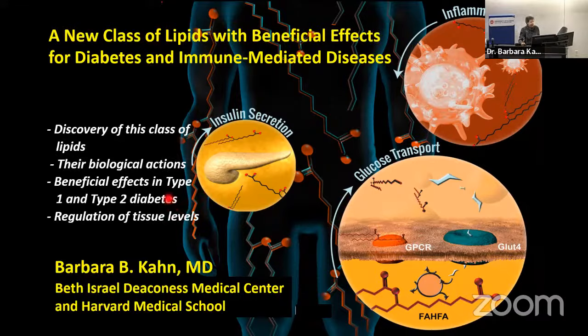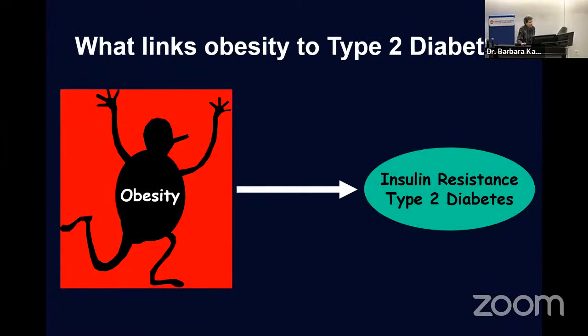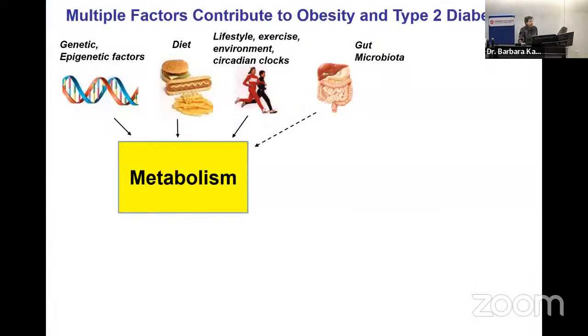Now, the key actions are they augment glucose-stimulated insulin secretion. They increase insulin-stimulated glucose transport into fat cells, and they are anti-inflammatory. So my lab has been interested for many years in what links obesity to type 2 diabetes. And as we know, there are many factors involved in obesity and type 2 diabetes. There are genetic and epigenetic factors. Diet plays a role, lifestyle, exercise, environment, circadian clocks, the gut microbiota, more and more evidence it's important.